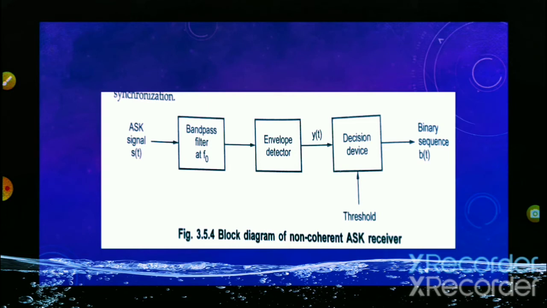The bandpass filter passes only the carrier frequency F0. The envelope detector generates high output voltage when the carrier is present. When carrier F0 is absent, there is only noise at the input of the envelope detector. Hence it produces low output. The decision device is basically a generator. It generates the binary sequence V of T. Threshold is provided to the decision device to overcome effects due to noise.